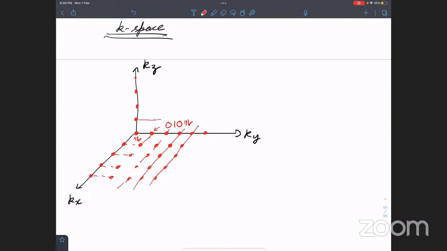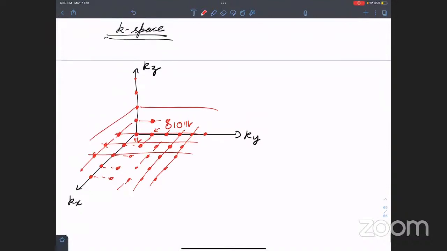Not only that, right? Here also, this is also an allowed state. This is also an allowed state. And here this is an allowed state. This is an allowed state, allowed state, allowed state. Like this, right? So you can imagine these are allowed states. Okay, so do you imagine how the allowed states are represented on the K-space?